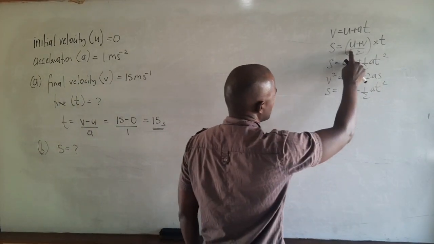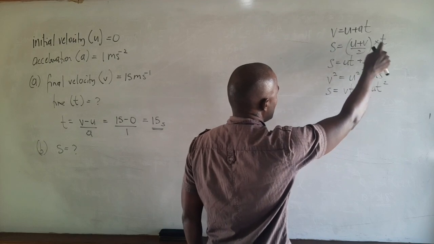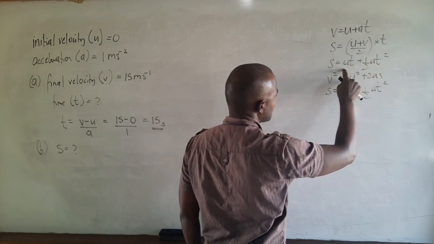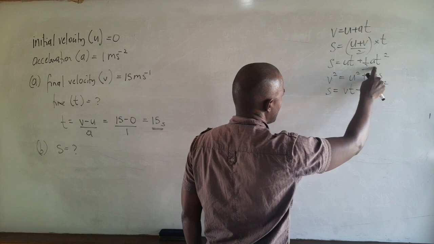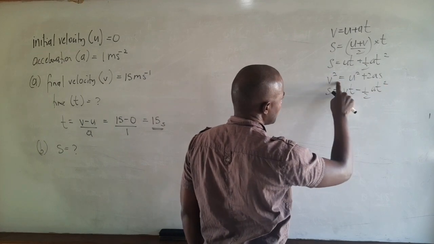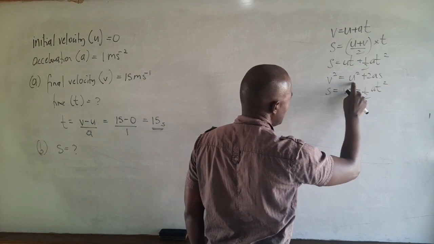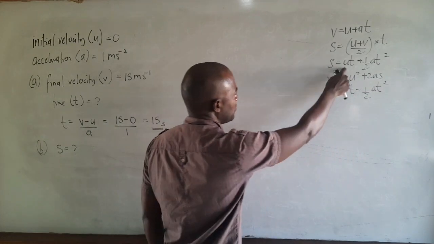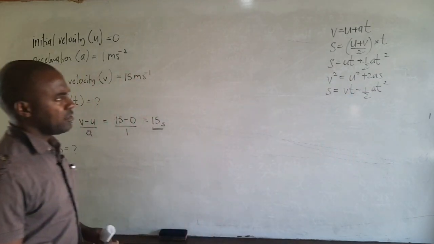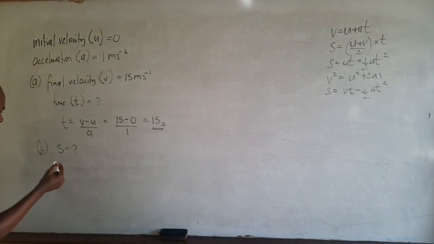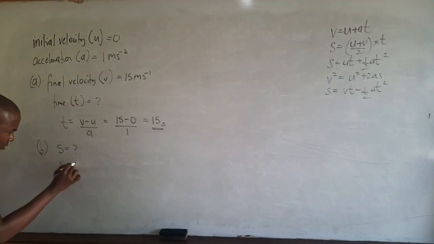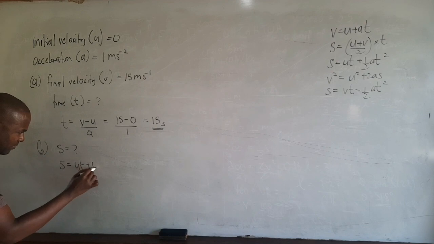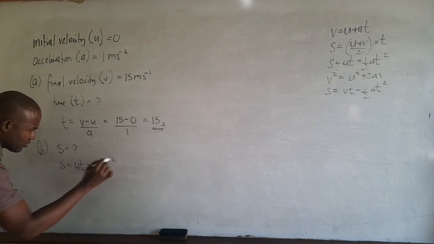Can we use this one? Yes, because we have u, we have v, we have t. We can also use this because we have u, we have t, and we have a. And we can also use this because we have all of those, v, u, and a. And we can also use this one. But of course, let's use the third. S equals ut plus a half at squared. So we have s equals ut plus a half at squared.